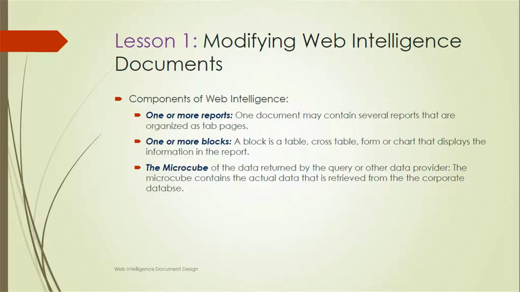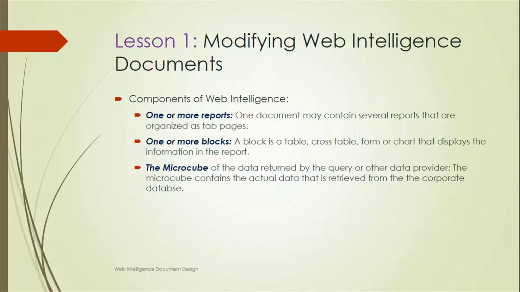What are the components of a Web Intelligence document? There are three main components. The first one is one or more reports. A document may contain several reports that are organized as tab pages. Next is one or more blocks. A block is a table, cross table, form, or chart that displays the information in the report, the way we want to present it on the document.